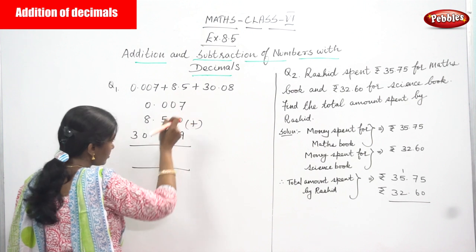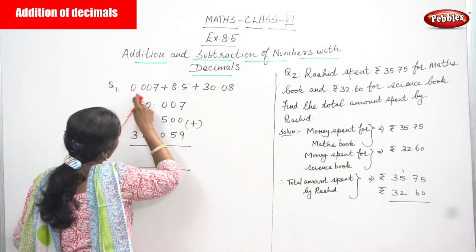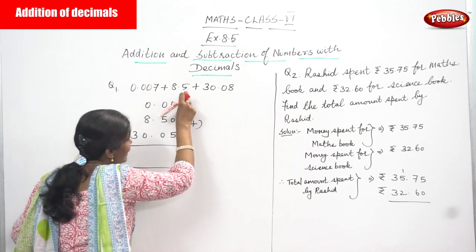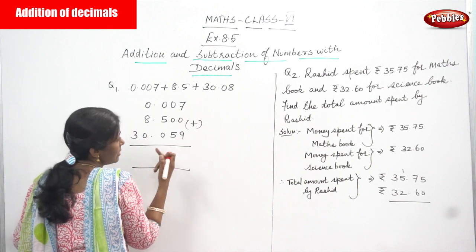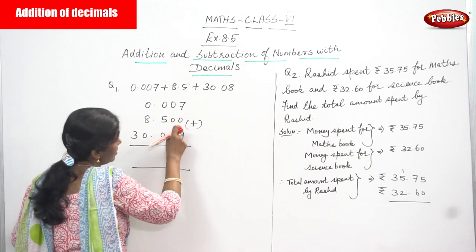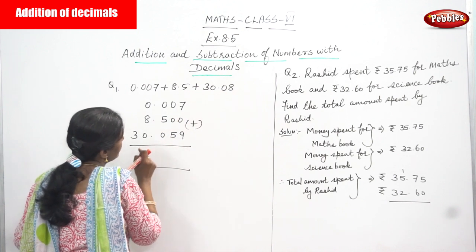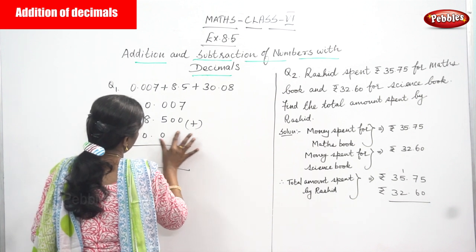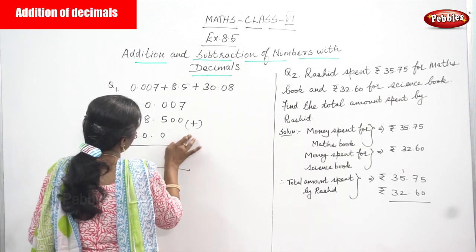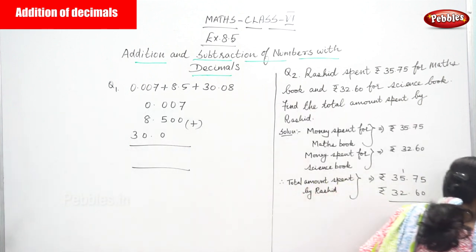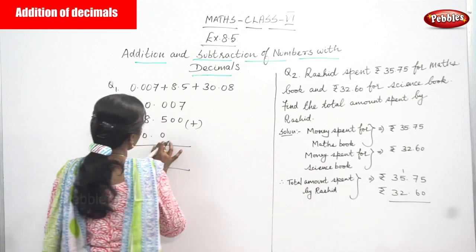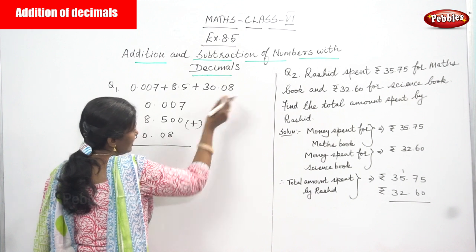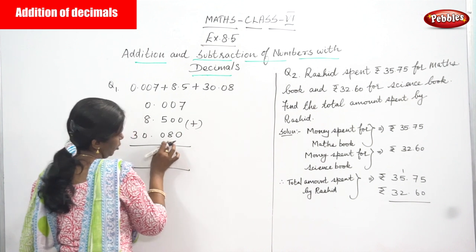Here, this is only 0.007. Here only the tenths place is there. There is no hundredths and thousandths, there is no number. That is the only reason we are using zeros here. And 30.08: 0 is in the tenths and 8 in the hundredths. There is no number in the thousandths place, so that is why we must write 0.